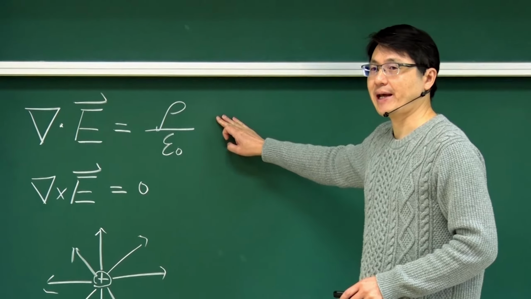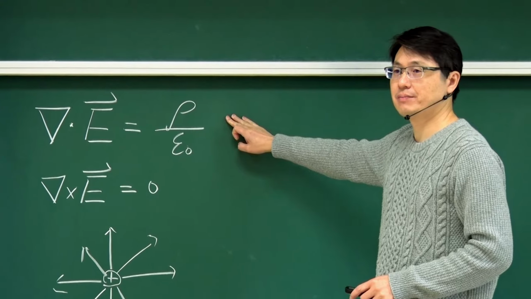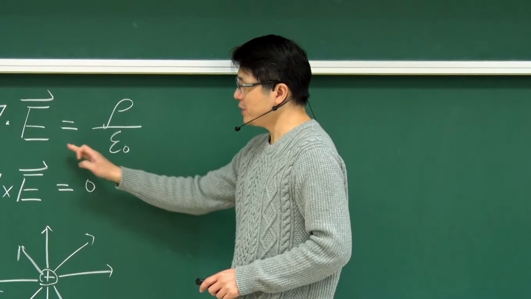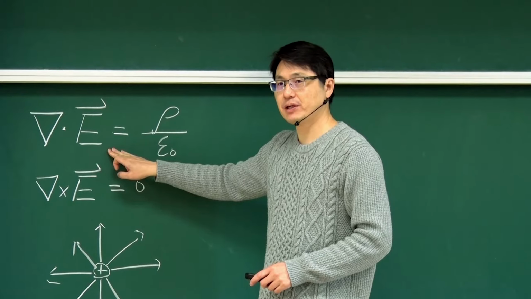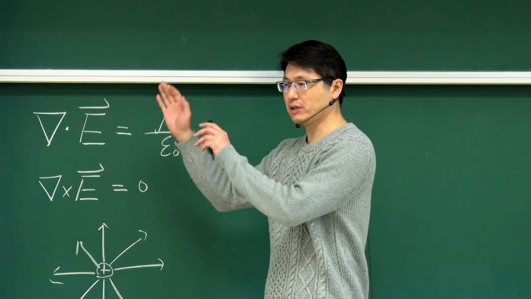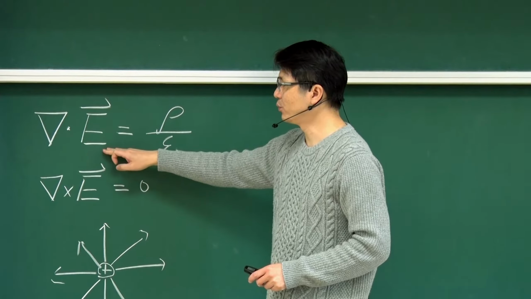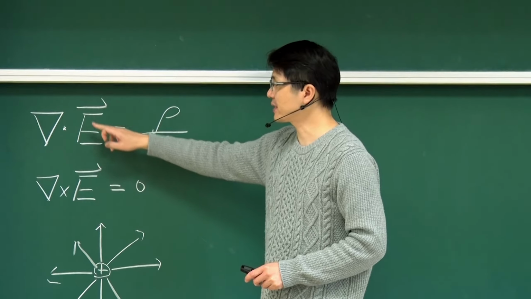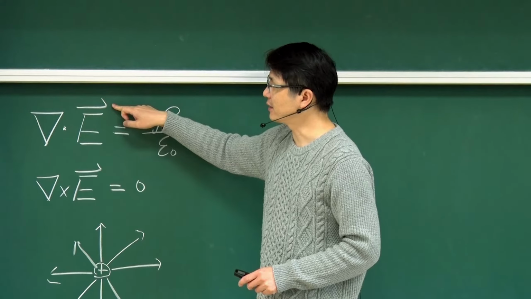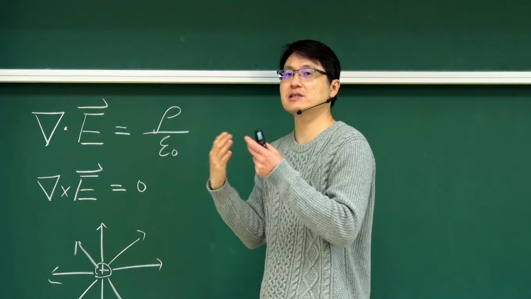So a very quick recap of what we covered on Monday. We introduced electric field intensity. Later on in this class, it will be represented by this capitalized E with a vector sign. So it is a vector field.